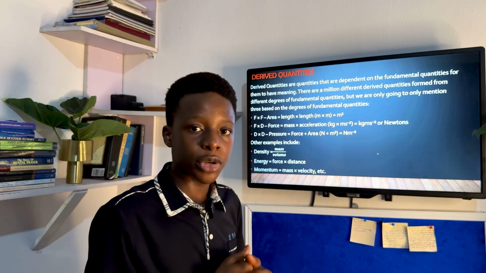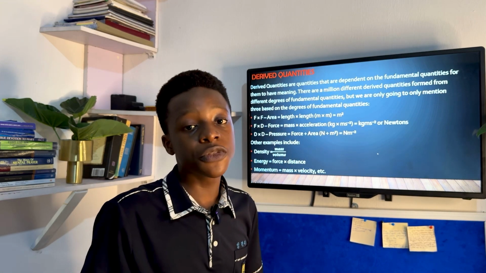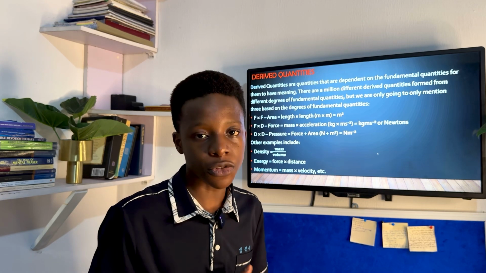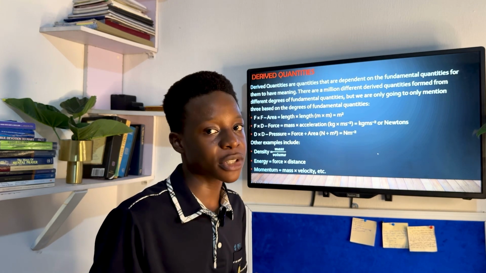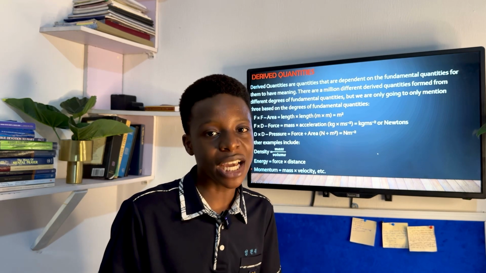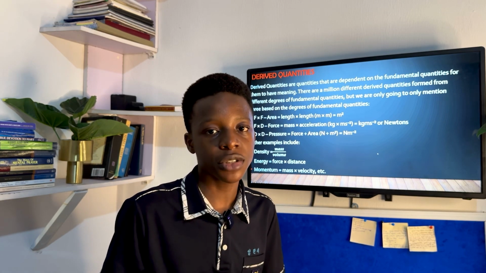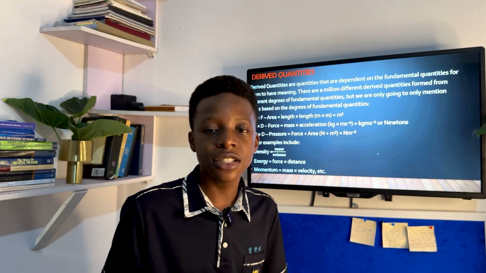If we break acceleration down, we get that acceleration is velocity divided by time. That is how to find acceleration. Now, velocity is a derived quantity. Time is a fundamental quantity. We have to break velocity down into its fundamental quantities. Velocity is distance divided by time.